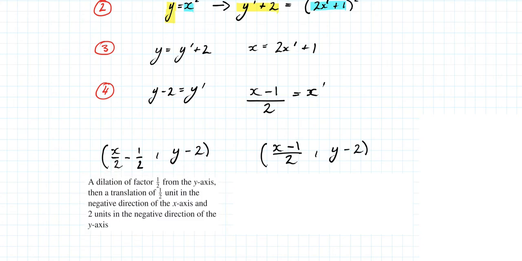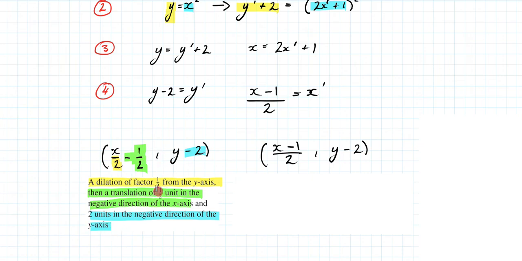So as you can see here, I have this 2 divided by 2 here. So I have a dilation of a factor of a half from the y-axis. And then I have this minus 2, which is then a translation of a half a unit in the negative direction of the x-axis. And of course I have this negative 2 here at the end, which we all know.